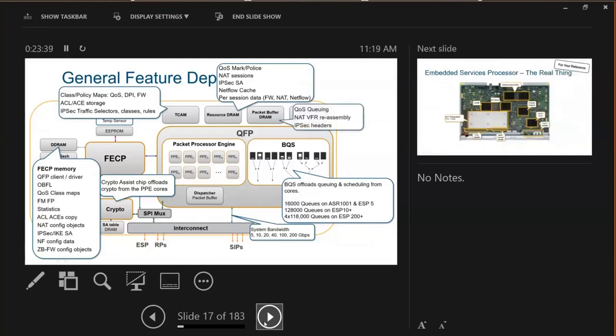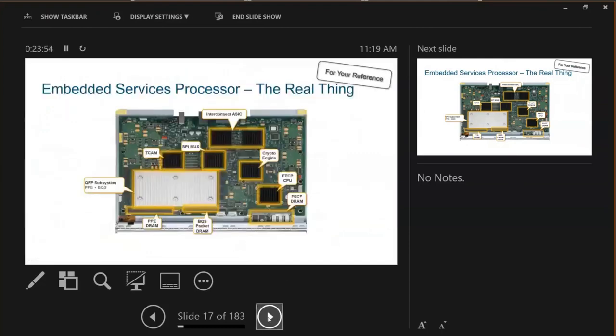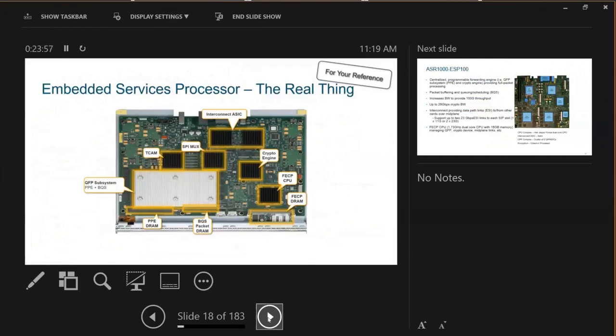The next one is the packet buffer. As I was telling, once the packet is processed by the PPE, it will be put into packet buffer DRAM before being handled by the BQS. Any doubts about the ESP module? No, sir. Okay.